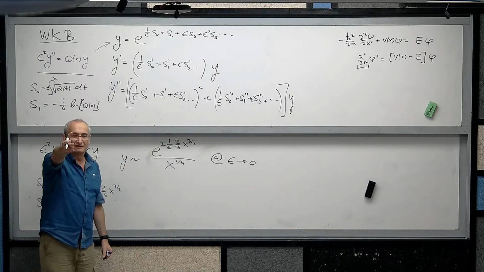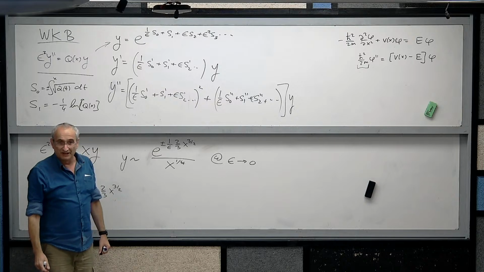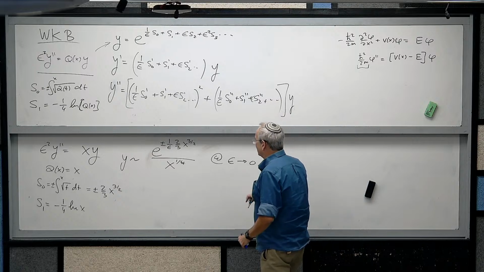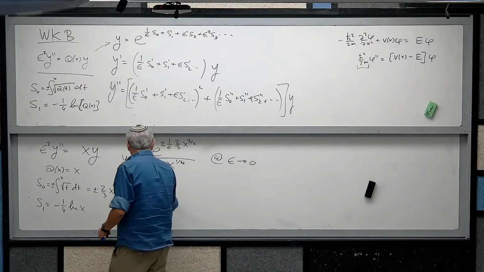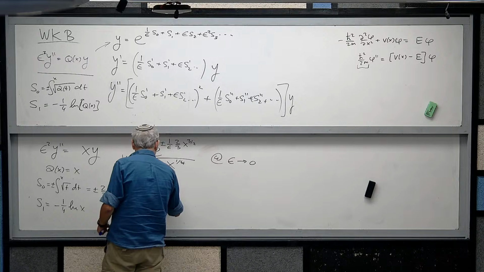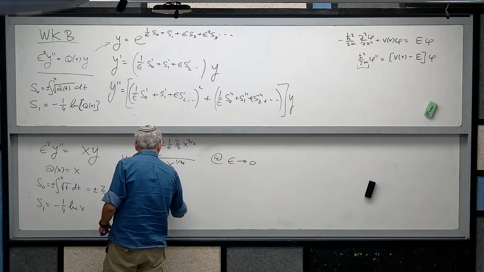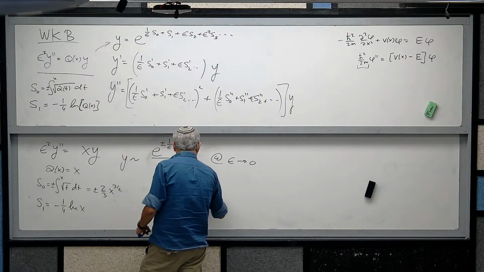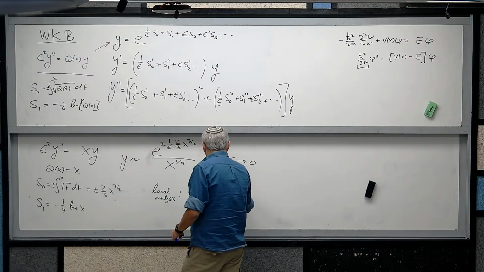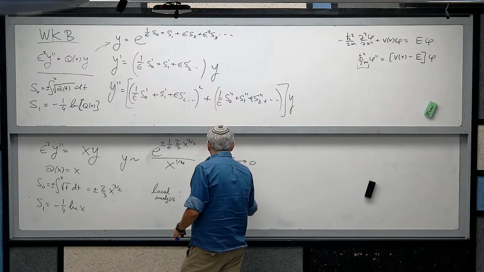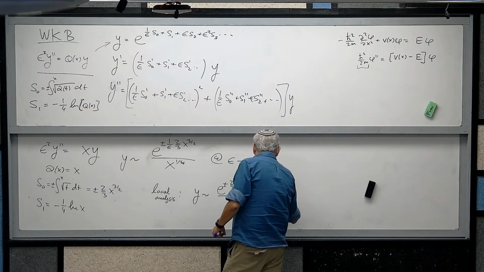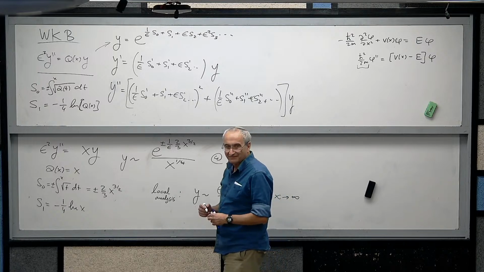Yes? Now there is your very smart comment that we have already discovered when we did local analysis, from the local analysis, that y is asymptotic to e to the plus minus 2/3 x to the 3/2 divided by x to the 1/4 as x goes to infinity. Right?